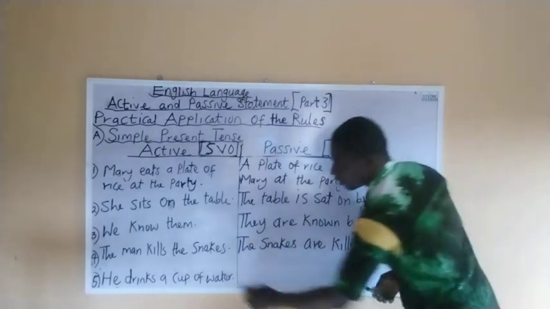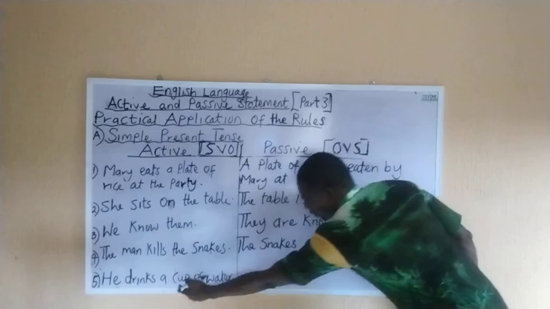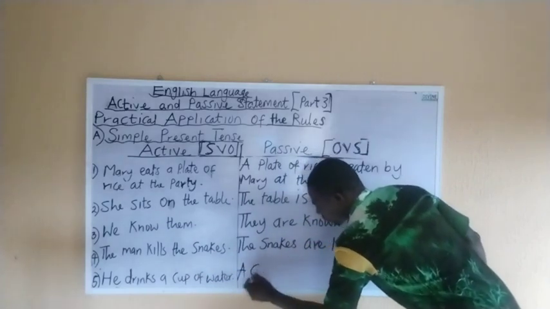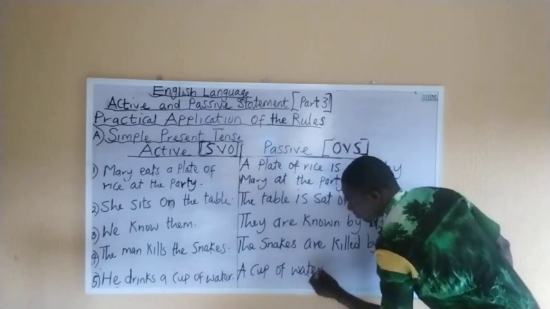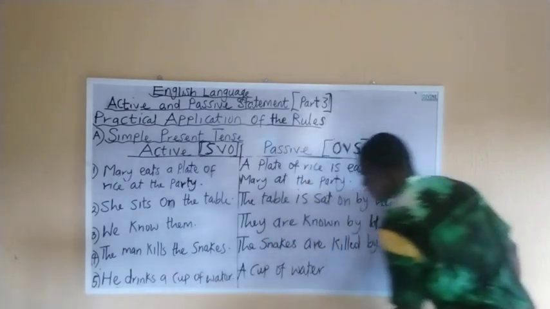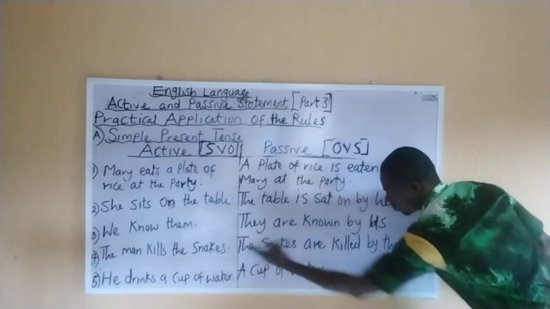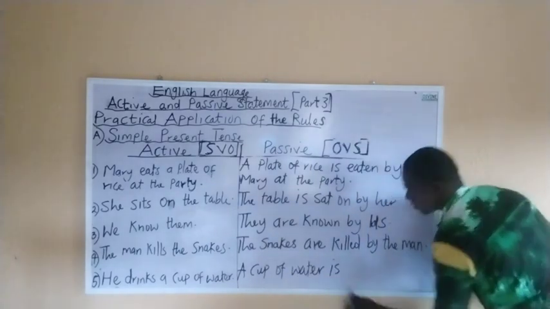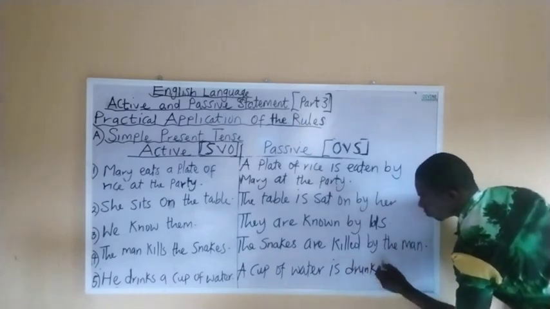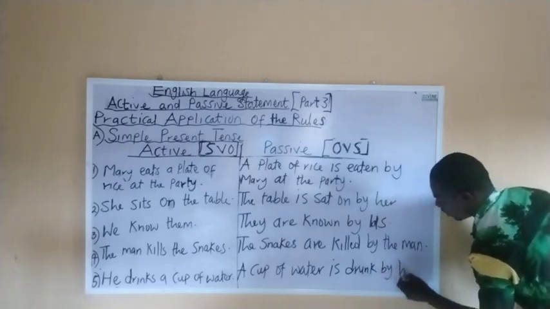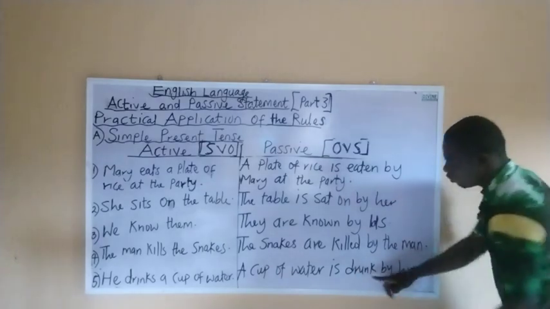Okay, then the last one, he drinks a cup of water. We begin with the object, a cup of water. Drinks, singular verb, and the cup of water is singular. So maintaining the verb, we use what? Is. Is drunk by him. Okay, fine. Here we use what?